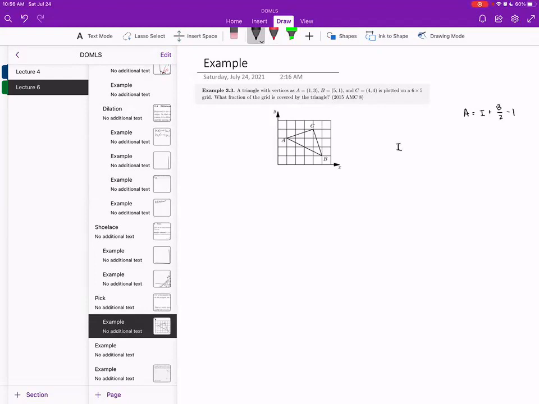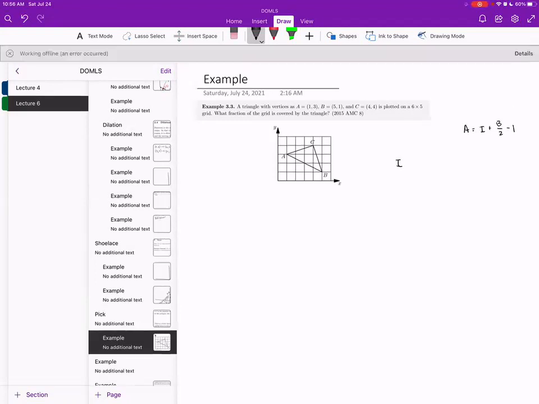So let's find I. First let's read the problem. A triangle with vertices A equals (1, 3), B equals (5, 1), and C equals (4, 4) is plotted on a 6 times 5 grid. What is the fraction of the grid that is covered by the triangle? This is from the 2015 AMC 8.